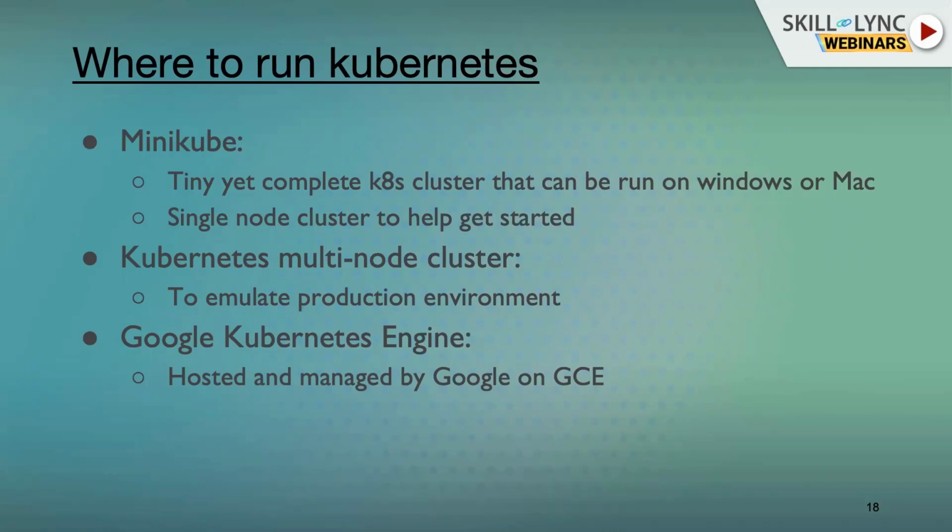Then there is a Kubernetes multi-node cluster, which is like a production environment wherein you will have some number of masters and some number of workers actually running either on an on-prem data center or some cloud. There is something called Google Kubernetes Engine. It is hosted and managed by Google. It runs on top of Google Cloud, so basically it runs on the VMs that are spawned on the Google Cloud.